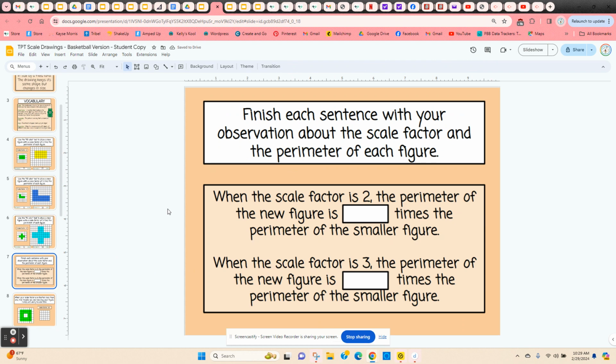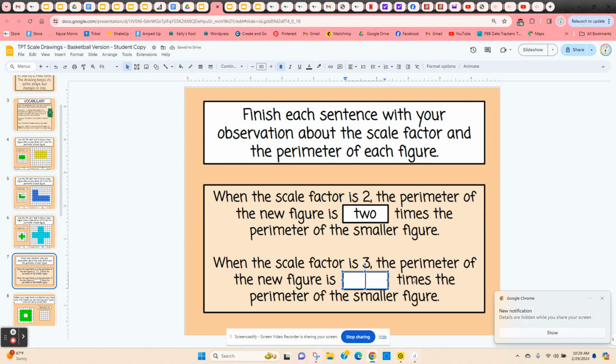So a little review on the next slide. When the scale factor is 2, the perimeter of the new figure is 2 times, and they're going to type in, 2 times the perimeter of the smaller figure. When the scale factor is 3, the new figure is 3 times the perimeter of the smaller figure. So they're just going to type in 2 and 3.